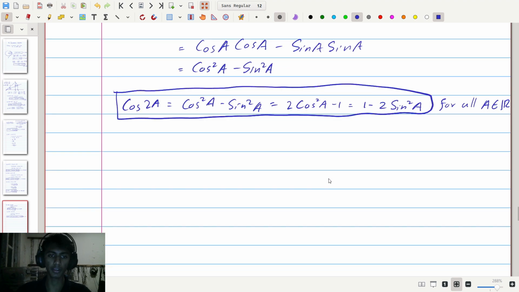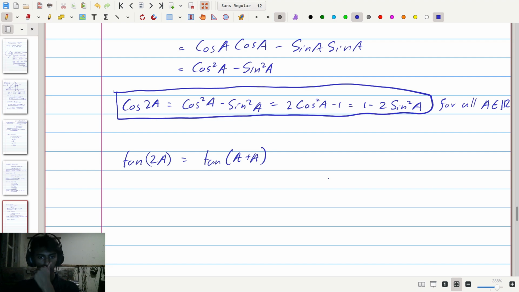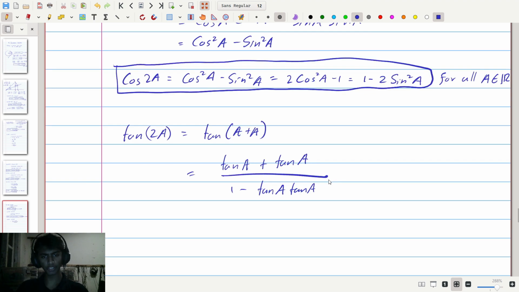And now let's go to tan. If we consider tan of 2A, or the double angle of tan, we get that tan of 2A is tan of A plus A. Recall that tan of A plus B was tan A plus tan B, whole thing divided by 1 minus tan A tan B. So substituting that, we get tan A plus again tan A divided by 1 minus tan A times tan A. So here we can group some things together.